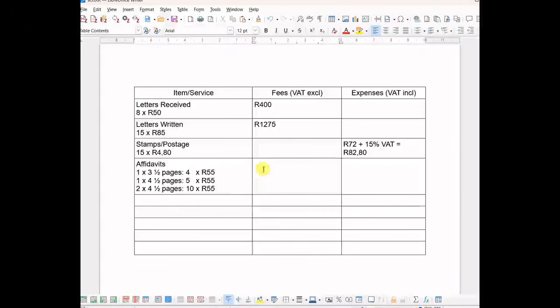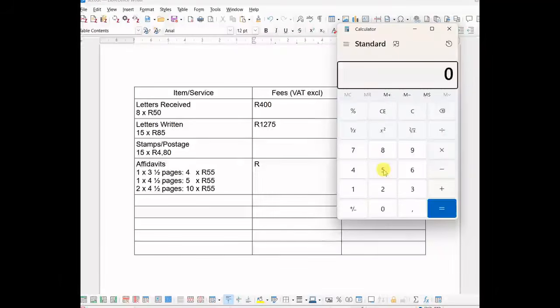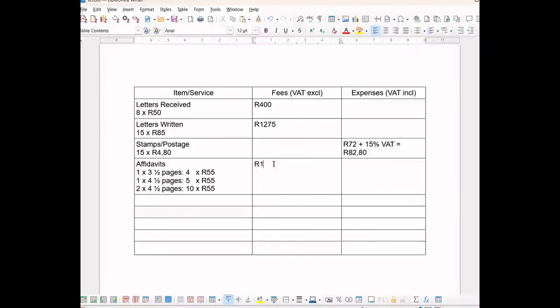Okay, and that's going to give us a total of, where's our calculator? Okay, so we know that each affidavit is worth 55 Rand, so it's 55 Rand multiplied by how many? So we've got 10, we've got 5, that makes 15, plus another 4 makes 19. So we're going to multiply that by 19. That gives us 1,045 Rand.